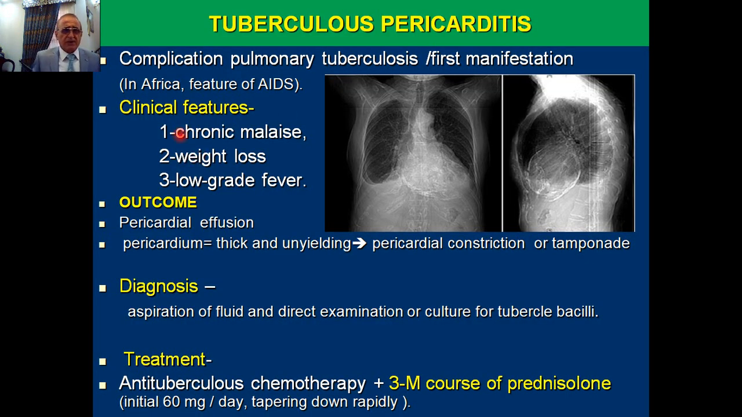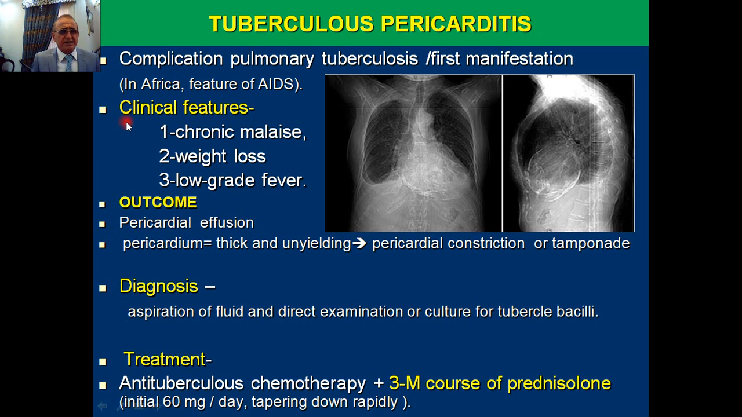Now, one topic which deserves some talk is tuberculous pericarditis. You know, tuberculosis is common in our country. Commonly, we have pulmonary tuberculosis, but sometimes you have extrapulmonary tuberculosis like meningeal TB, joint TB, etc. So one of the complications of pulmonary tuberculosis is pericardial tuberculosis, and sometimes it might be the first manifestation, although in other countries like in Africa, it might be a feature of AIDS.